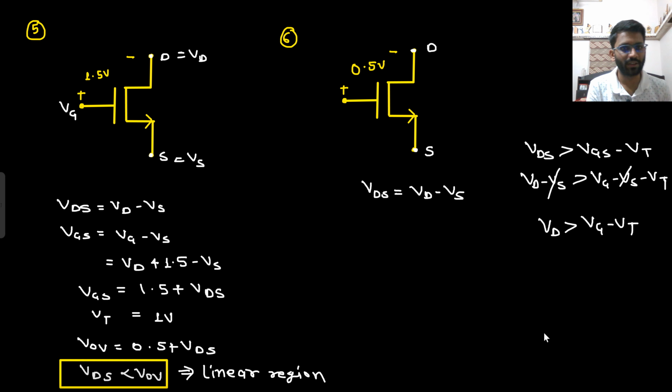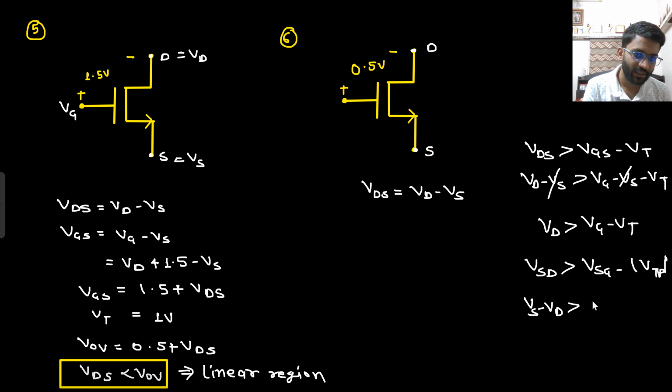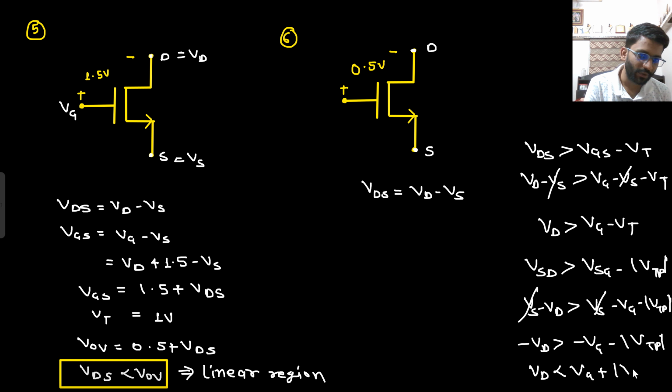Same in case of PMOS. In case of PMOS, what will happen? VSD should be greater than VSG minus mod of VTP. So VS minus VD should be greater than VS minus VG minus mod of VTP. VS would get cancelled. Minus VD should be greater than minus VG minus mod of VTP. Then VD should be less than VG plus mod of VTP. Simple mathematics I have applied. The minus signs got cancelled, so the inequality sign also changes. So this is also the condition. And these are the conditions.